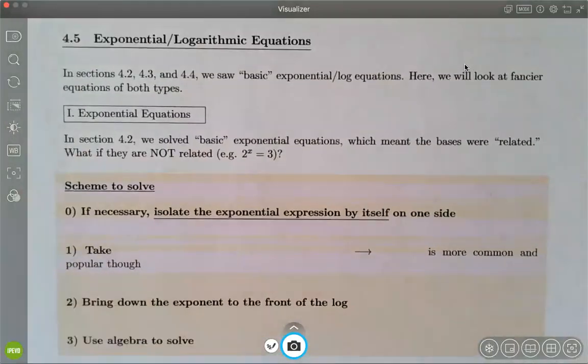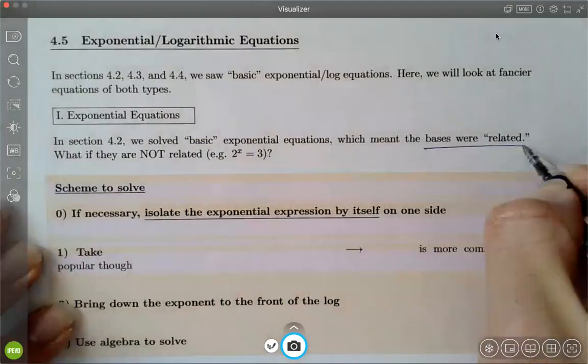Now here we will see exponential and log equations. In the previous 3 sections, 4.2, 4.3, and 4.4, we saw quite basic exponential and log equations. Here we will see not so basic ones. That doesn't mean it's super hard, but it's kind of different. So let's look at the exponential equation case. In 4.2, we had basic exponential equations, which meant the bases were related.